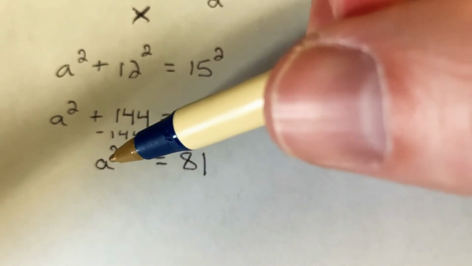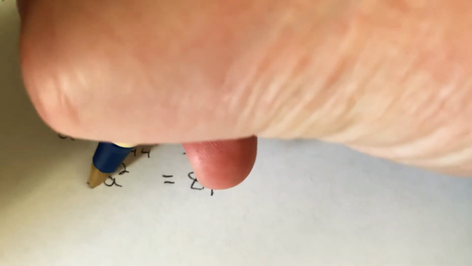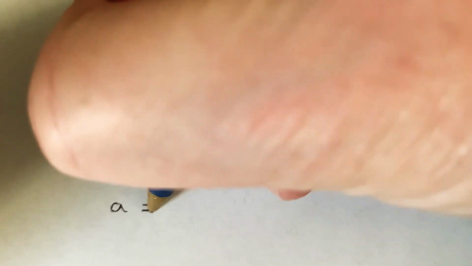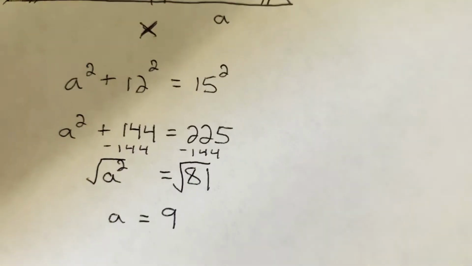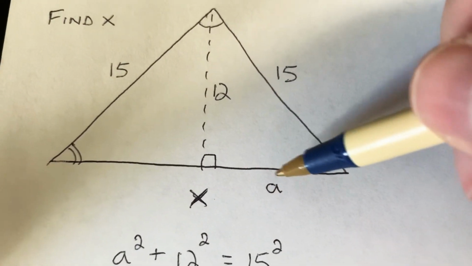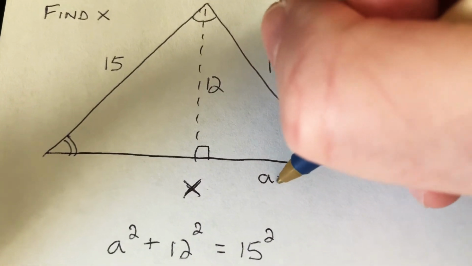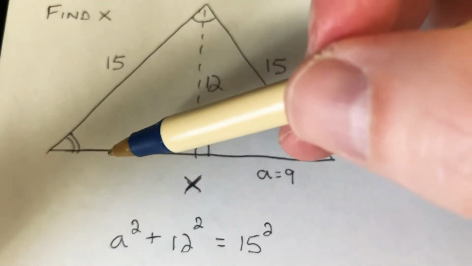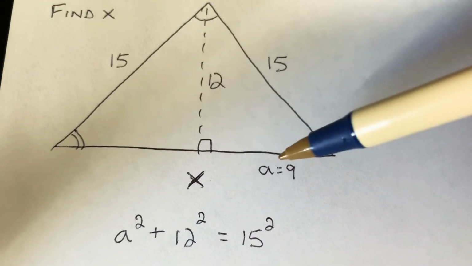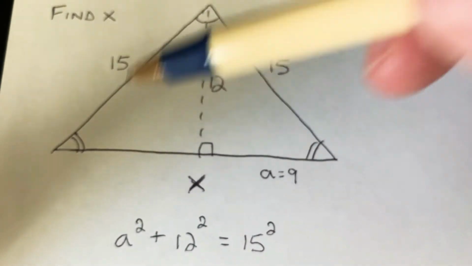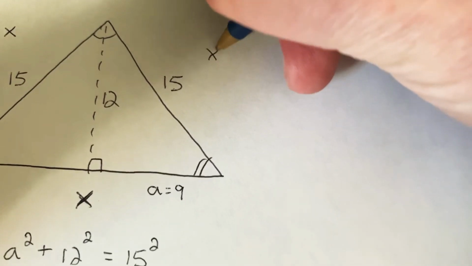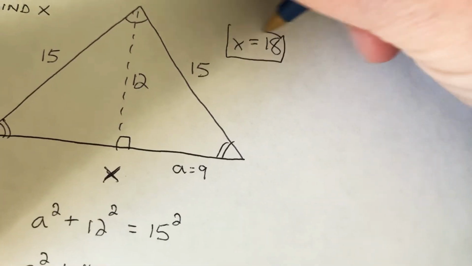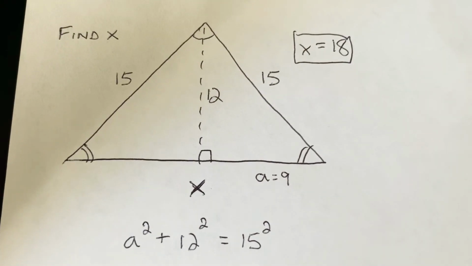So remember, in order to undo a square, we can take the square root. If we do that to both sides, we get a equals 9. Therefore, this is 9, but remember our ultimate goal is to find x, which would be 2 of these segments. So if this half is 9 and this half is 9, then ultimately x would equal 18. That would be our final answer to find x.